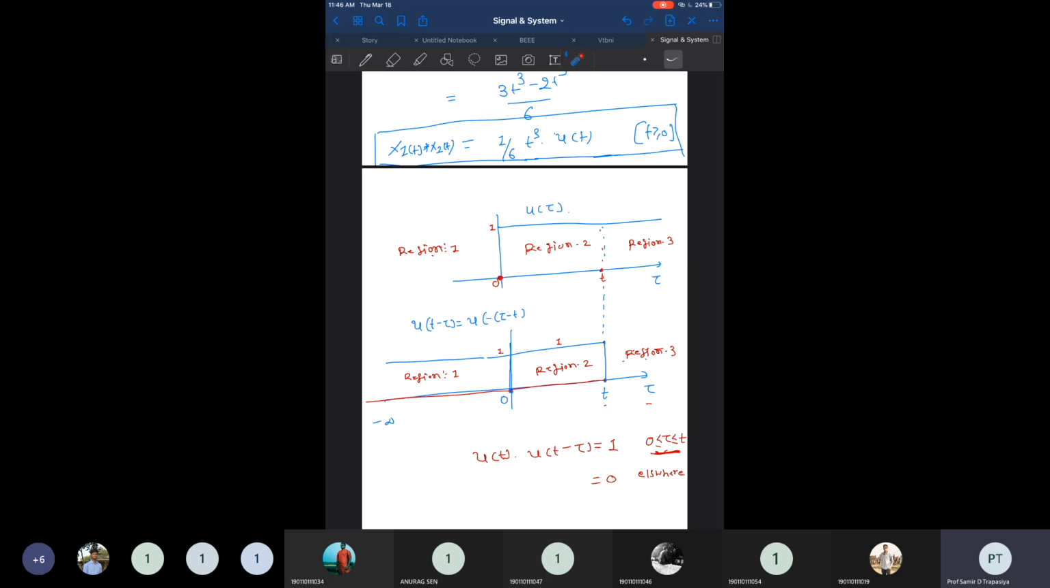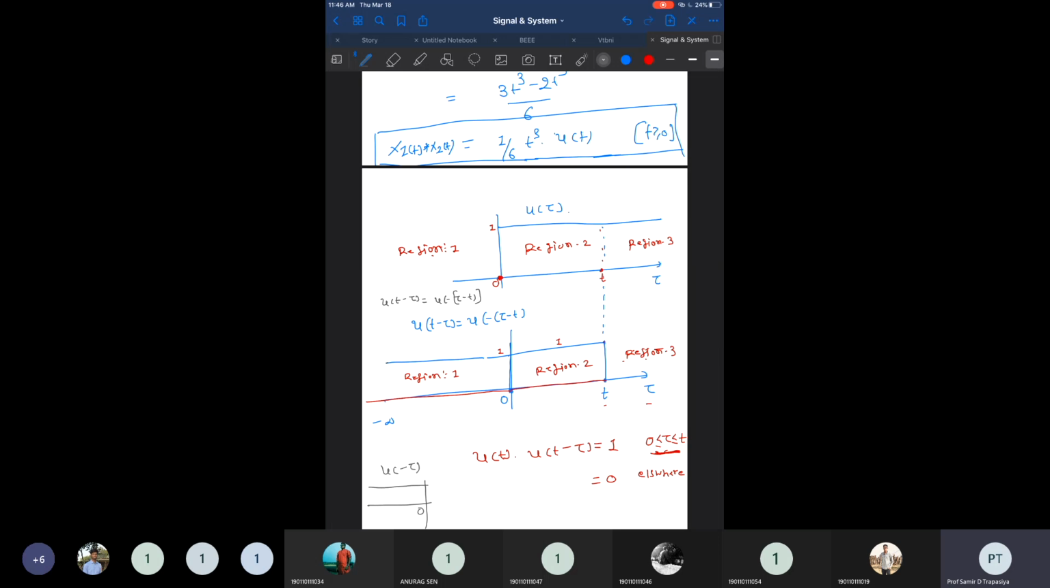For u of t minus tau, this is what we need to understand here. U of t minus tau is nothing else but u of minus tau, and that signal is delayed by some amount t, right? So first we need to plot u of minus tau. U of minus tau would look like this. This is our u of minus tau, right?